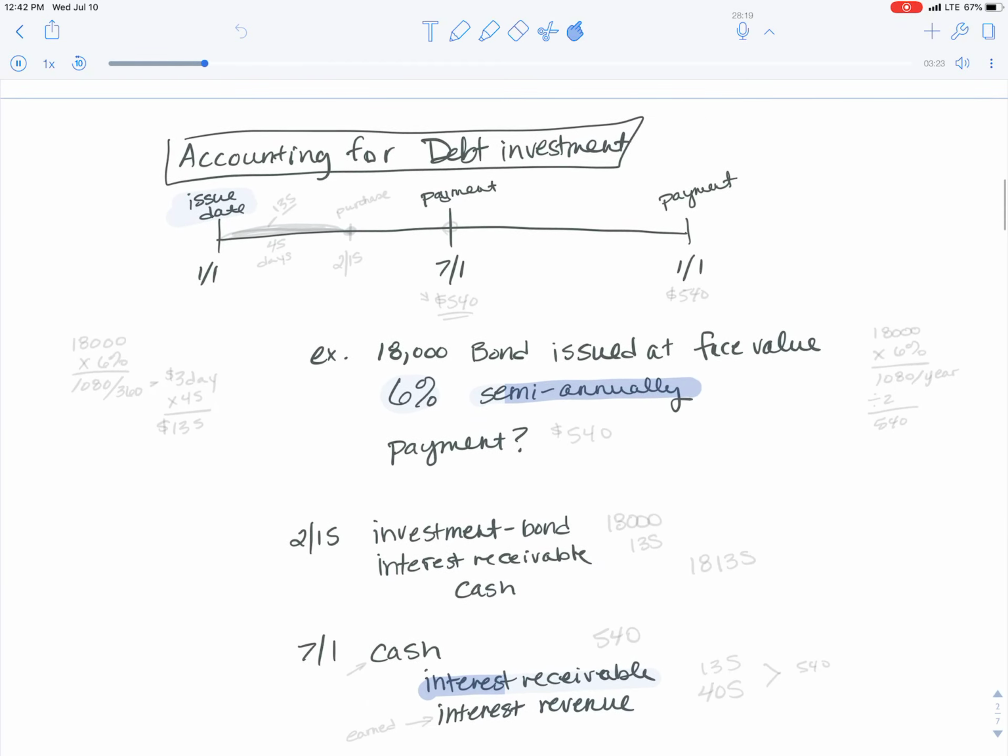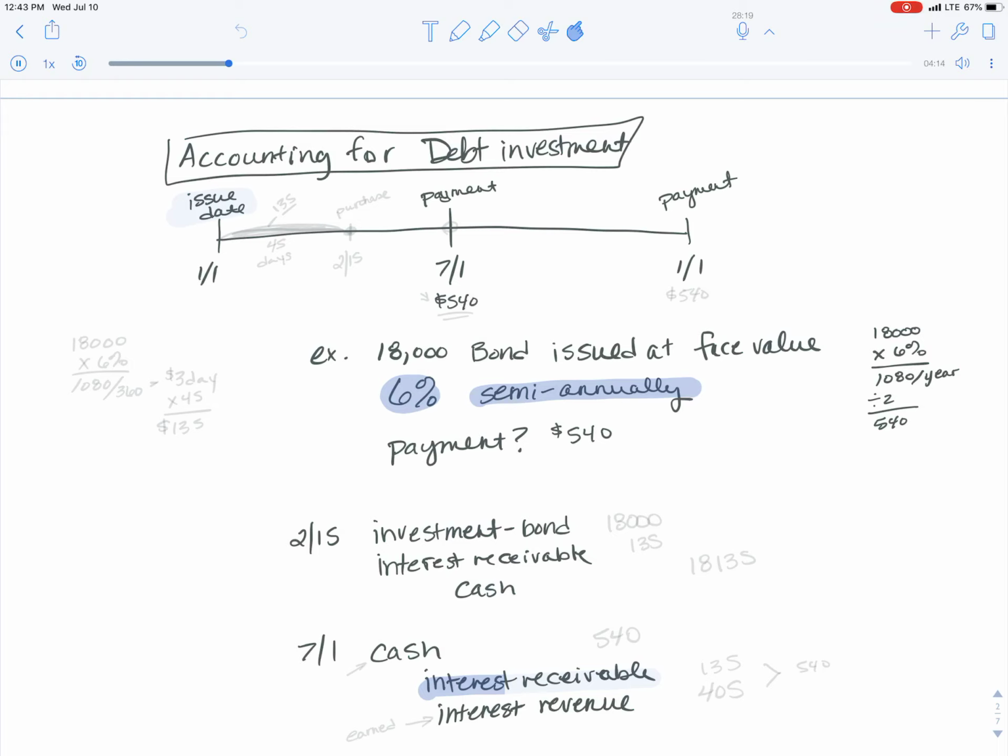Okay, so let's start with debt investments. Here's an example. We have a bond that was issued at face value. Another company issued a bond, and we want to buy it. It pays 6% interest twice a year. The first thing I want you to be able to do is calculate how much interest this bond is paying. We'll take $18,000 times 6%, that's $1,080 per year. We want semi-annual payments, so we're going to divide that by 2. Then our payments twice a year are going to be $540.